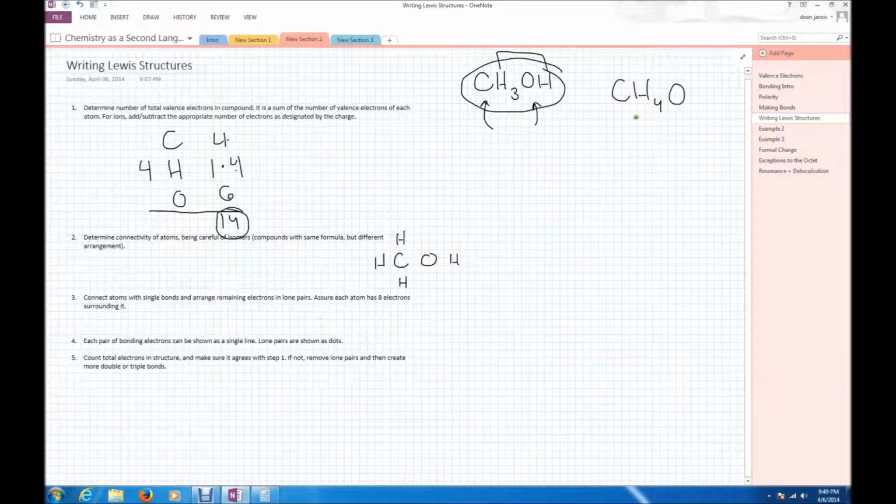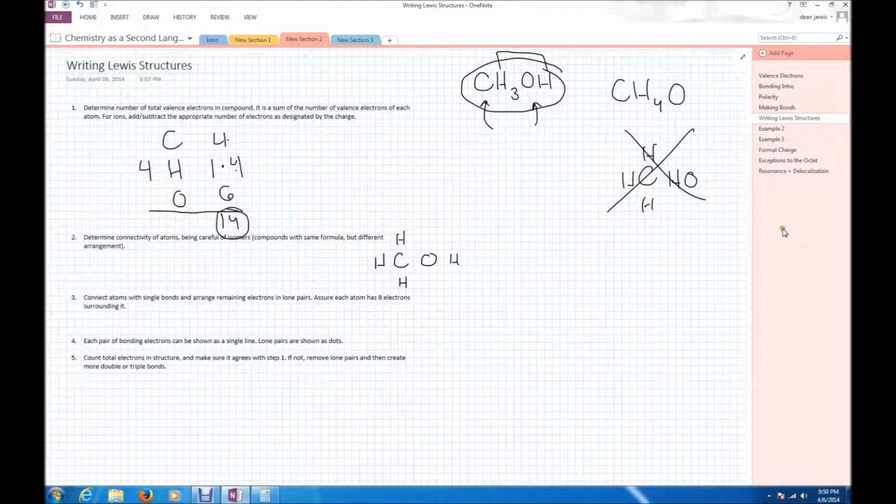That makes a lot of sense, because if you tried to write it out this way, it's inevitable that you're going to have some people try to do that. And it just doesn't work that way. So that's a pretty good connectivity right there.